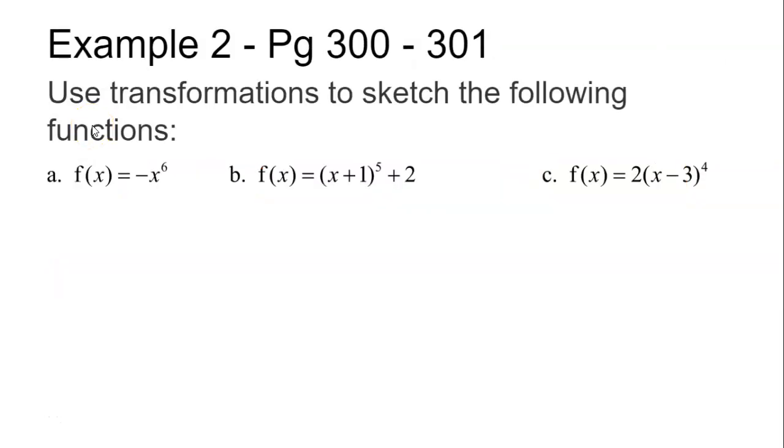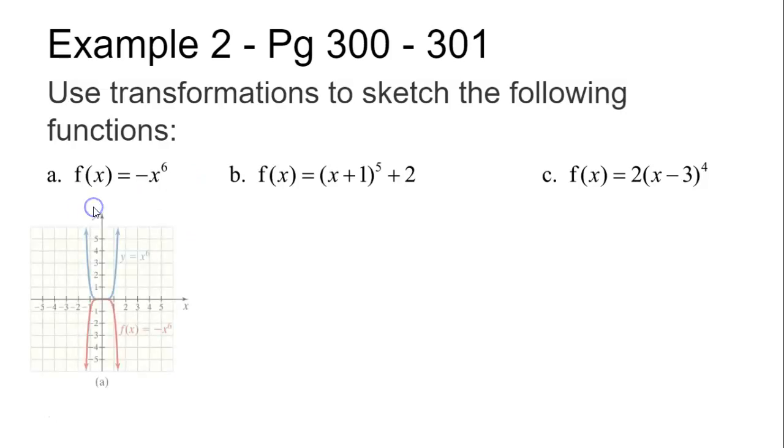So here we want to use transformations for example number 2 on page 300 and page 301. We have 3 graphs that we would like to talk about graphing, and we can also discuss transformations at the same time, since we looked at that in the previous unit when we took that test in chapter 3. So we know that this is negative x to the 6th power.